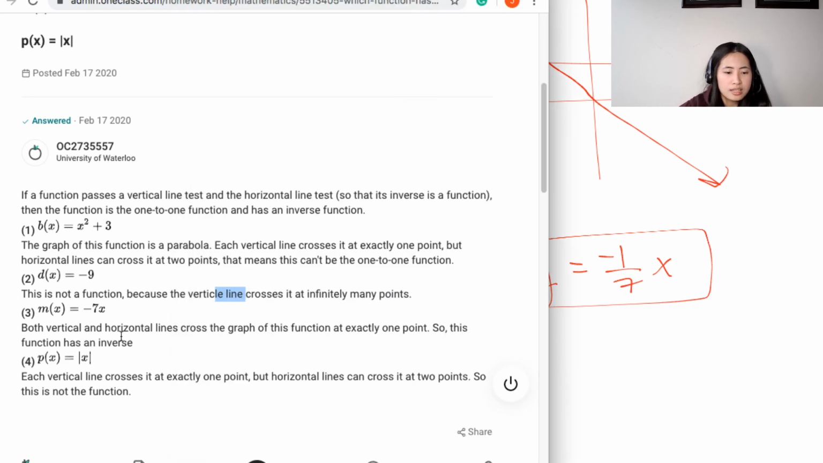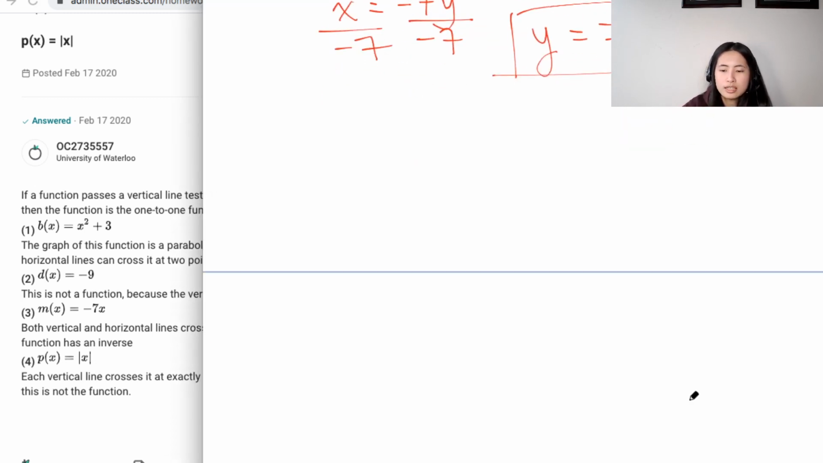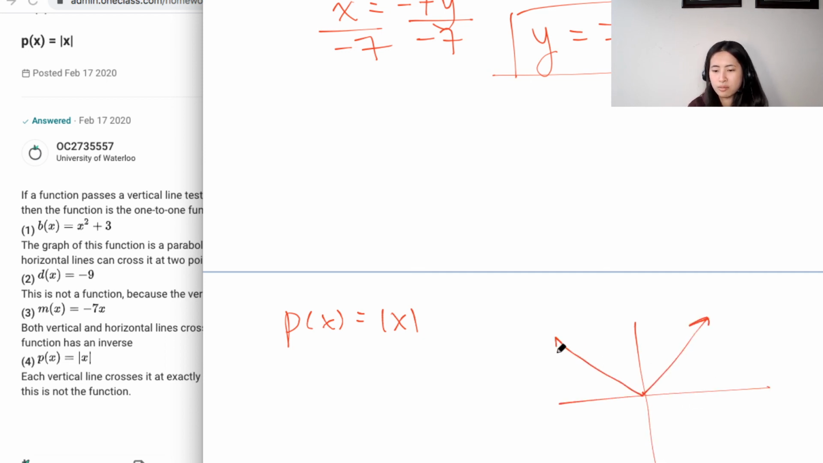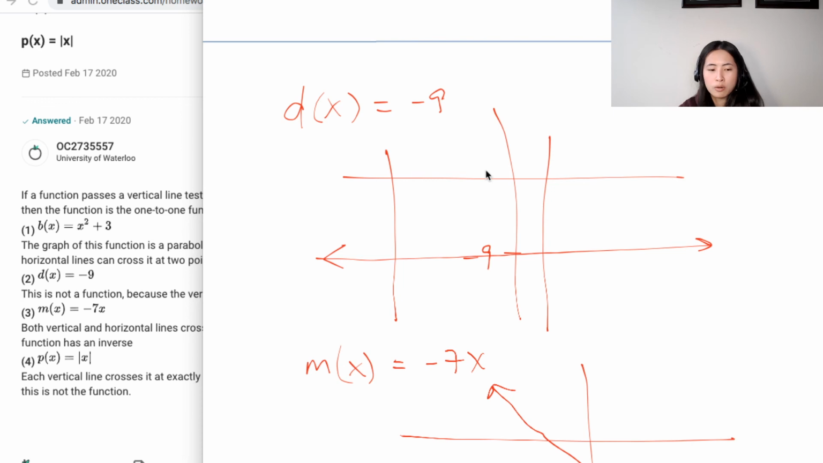Okay, great. So p of x is equal to the absolute value of x. We know that an absolute value is a function, right? So p of x looks something like this. It has a vertex at (0, 0), it crosses the origin. So it is a function, because wherever you draw your vertical line, it's a unique point. It only passes your function once and only once, and you're not having infinitely many points as we had when d of x was equal to -9 from the earlier question.